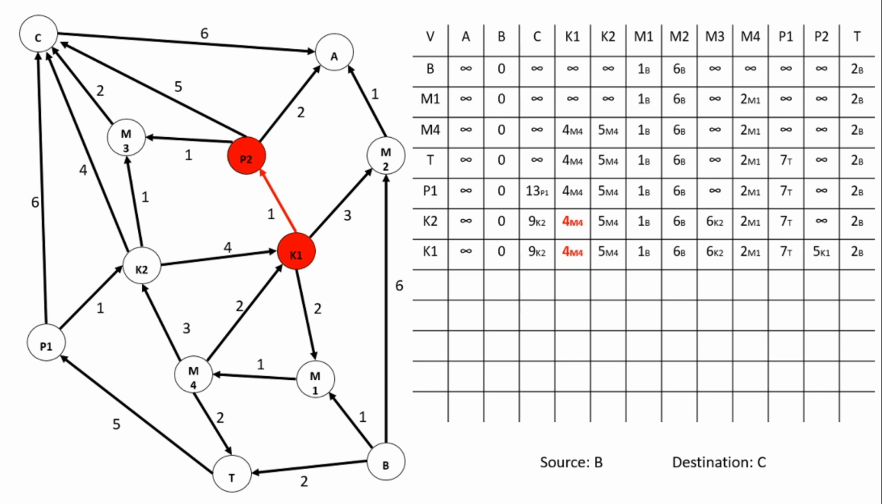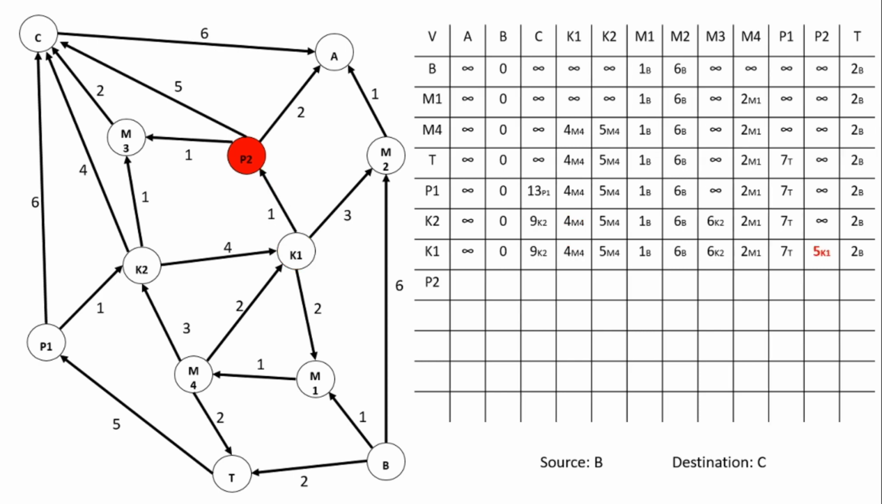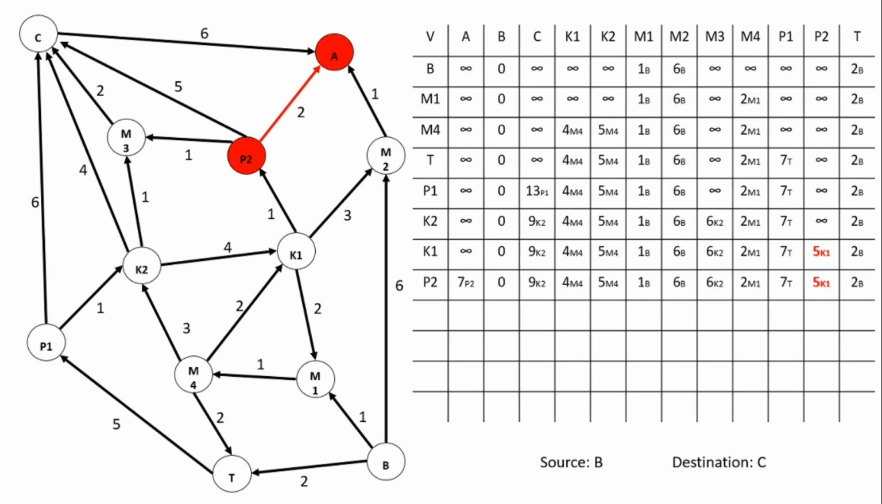Next, take the smallest known distance of a vertex from a previous vertex, then we would get vertex P2. Visit the reachable vertex in a natural order. So, we will visit vertex A first. Add vertex P2 to vertex A, then we will get 7 coming from P2. Update the infinite value of A to 7.